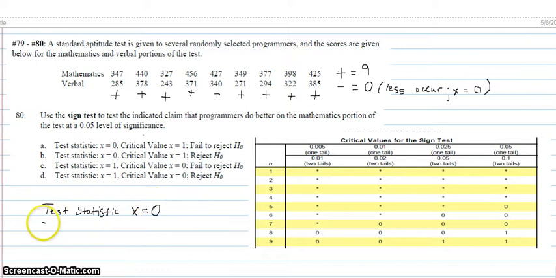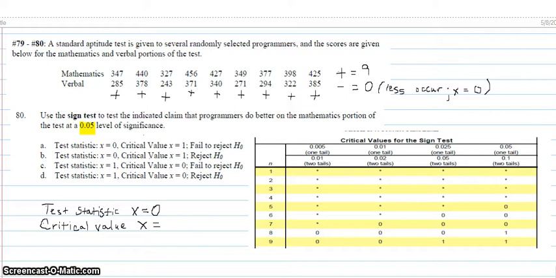Now we've got to find the critical value. So let me just write critical value down here. And that's also denoted by x. Okay, in order to find the critical value, we're going to use table A7. We were told in the problem it's a 0.05 significance level.